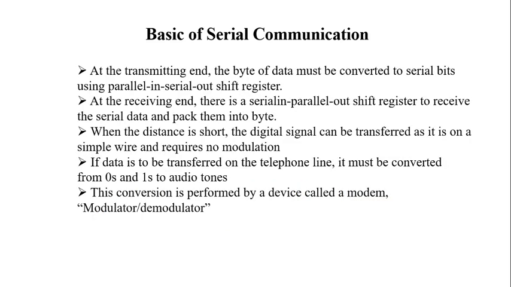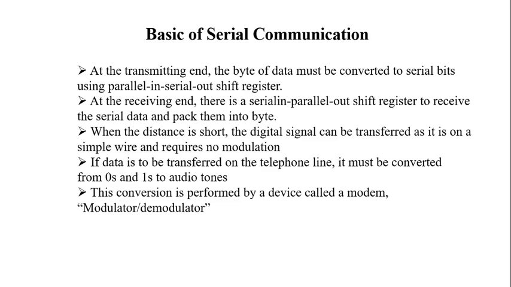Basics of serial communication. At the transmitting end, the byte of data must be converted to serial bits using a parallel in, serial out shift register. So if the data is received in the form of a byte, that is the parallel form, it is first converted into serial bits with the help of a parallel in, serial out shift register. At the receiving end, the reverse happens: a serial in, parallel out shift register receives the data serially, and it is again packed into a byte. So this is the transmitting end and the receiving end in serial communication.